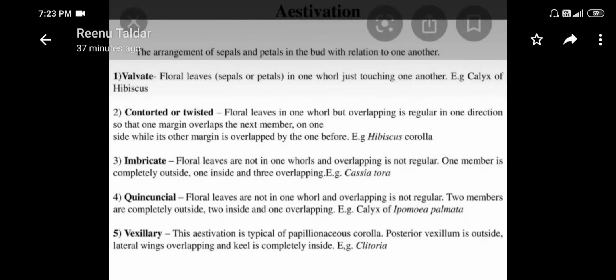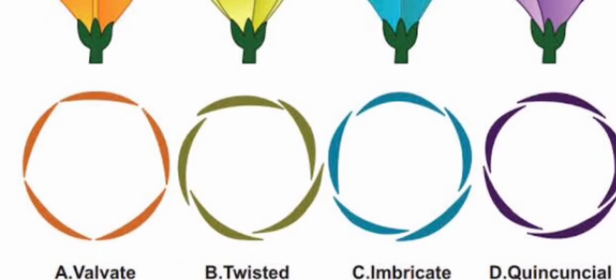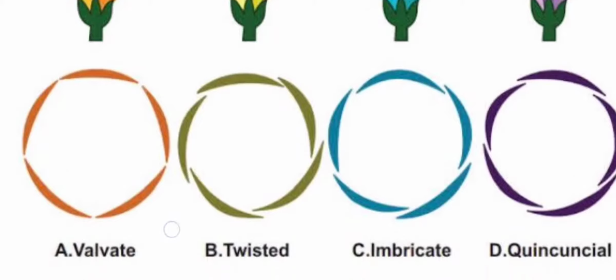Let us see the valvate first. Here the sepals and the petals are in contact with each other, but they are not overlapping. They are just touching one another, but overlapping is not there. China rose is one of the examples. Calotropis is another example. You can see here in the valvate, the sepals and the petals are touching, the margins are touching each other, but there is no overlapping.